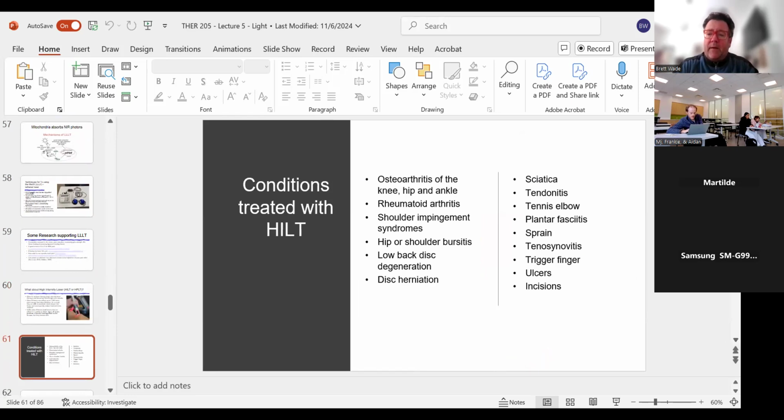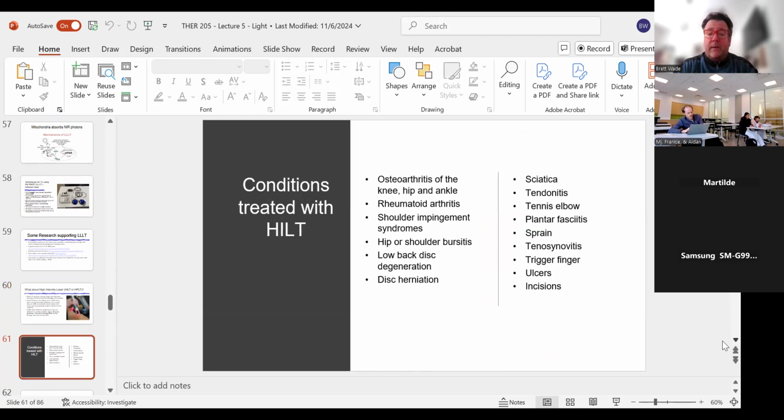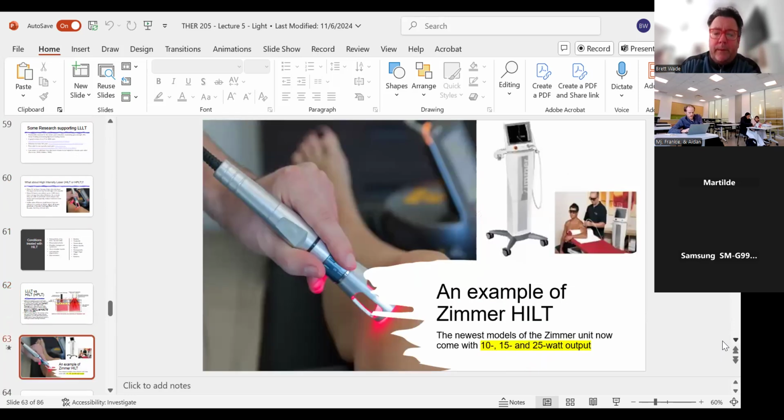The high intensity, I don't have a lot of questions on this because it's not clinically very commonly used yet. The only question I could see possibly is that it's class 4, which means it's a heating laser. I don't think I had any questions about contraindications or indications, because it just isn't that commonly used yet. It's getting more common though.